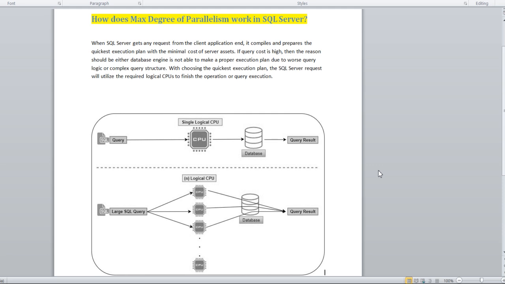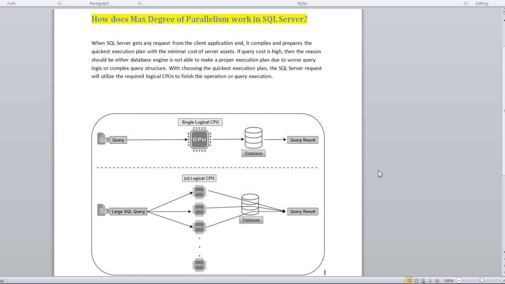In the first query, you can see the single CPU takes whatever time the efficient execution plan created by the SQL Server optimizer requires, and if the query is written in an efficient way, it will complete in that time. But here the execution will be fast. Why? Because the process is divided into three parallel threads, CPU 1, 2, 3, so the load is distributed.